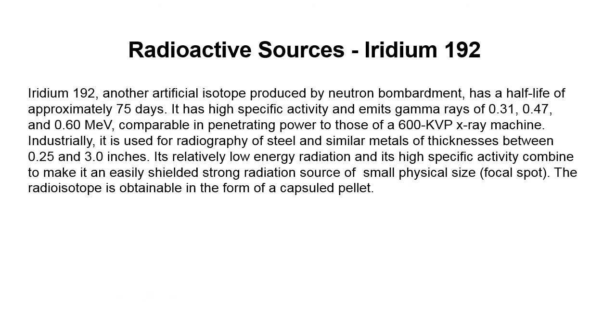Radioactive sources, Iridium-192. Iridium-192, another artificial isotope produced by neutron bombardment, has a half-life of approximately 75 days. It has a high specific activity and emits gamma rays of 0.31, 0.47, and 0.60 MeV, comparable in penetrating power to those of a 600 kilovolt X-ray machine. Industrially, it is used for radiography of steel and similar metals of a thickness between 2.5 and 3 inches.